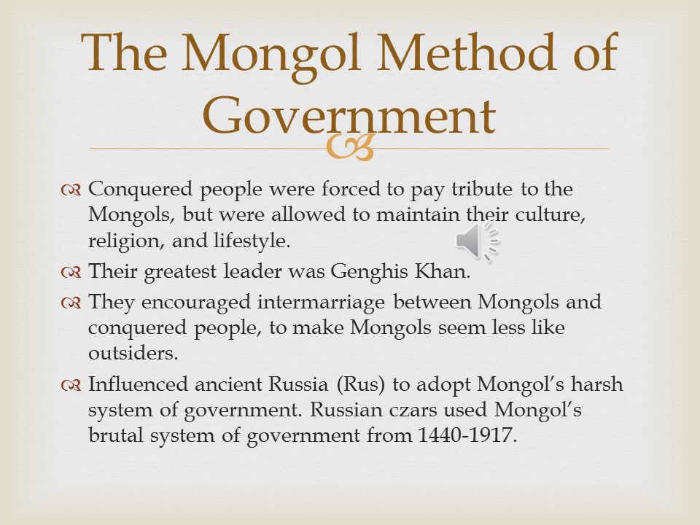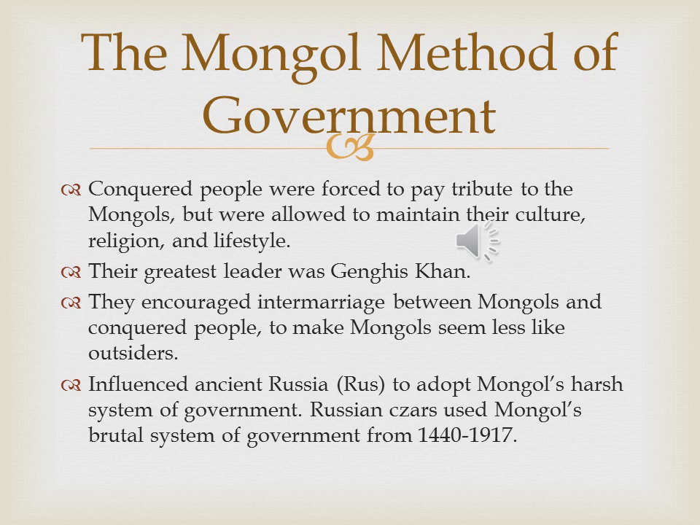The Mongol method of government. Well, Mongols conquered people and they forced them to pay tribute to them. But the conquered people were allowed to maintain their culture, religion, and lifestyle. Now, why would Mongols allow them to do that? Well, they did it so that they could reduce the chance of rebellion. If people had the chance to maintain their culture, they wouldn't have as much of an incentive to rebel.